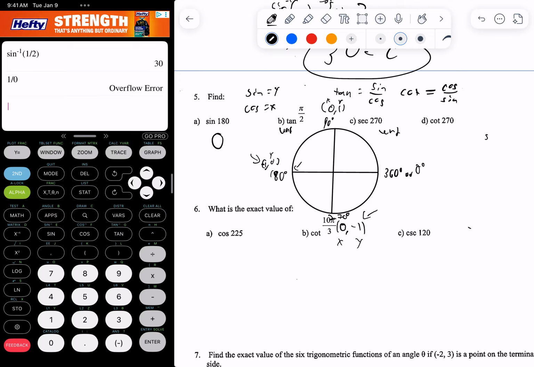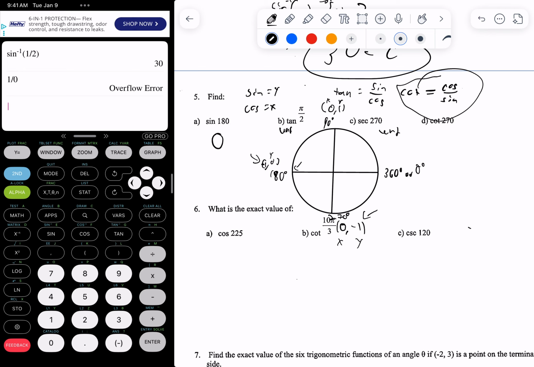Okay, so now we're at cotangent 270. 270 is also over here. Cotangent is cosine over sine. Cosine is the x, and at 270 the x is 0, and sine is -1, so 0 over -1. When 0 is divided by a number, it's always going to equal 0, not undefined. It equals 0, and that's your answer.